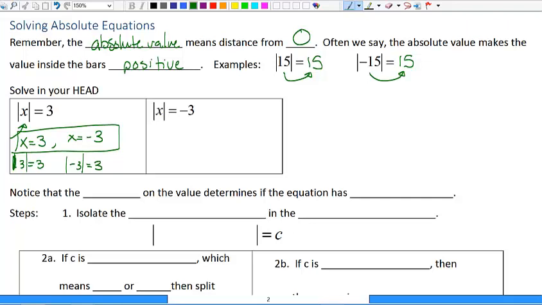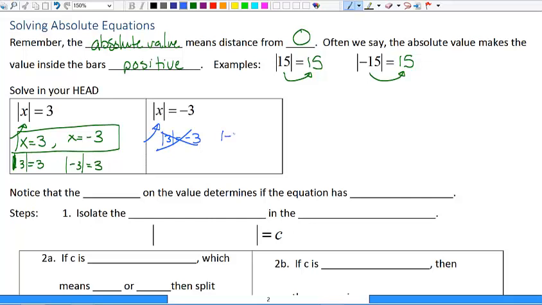But let's look at the next problem. I have the absolute value of x is equal to negative 3. So solve this one in your head. What value can you plug in for x so that the absolute value of that number is negative 3? Sometimes people might say, well, what about 3? If I take the absolute value of 3, is that ever going to be negative 3? Well, no, it's not. So 3 doesn't work.